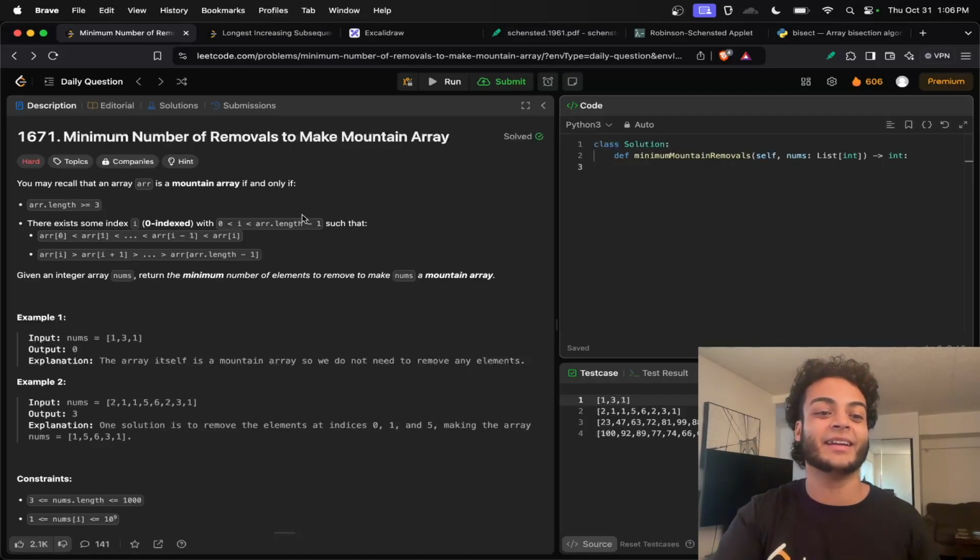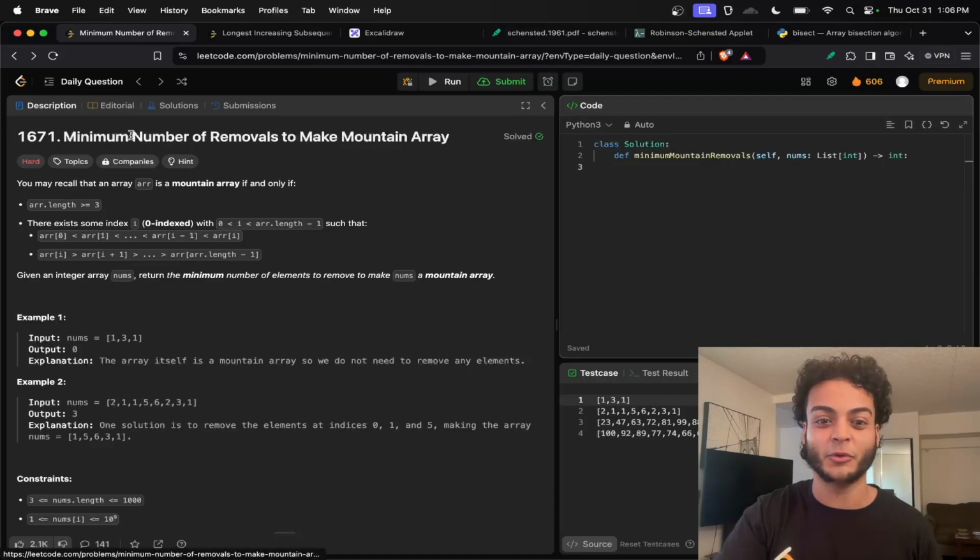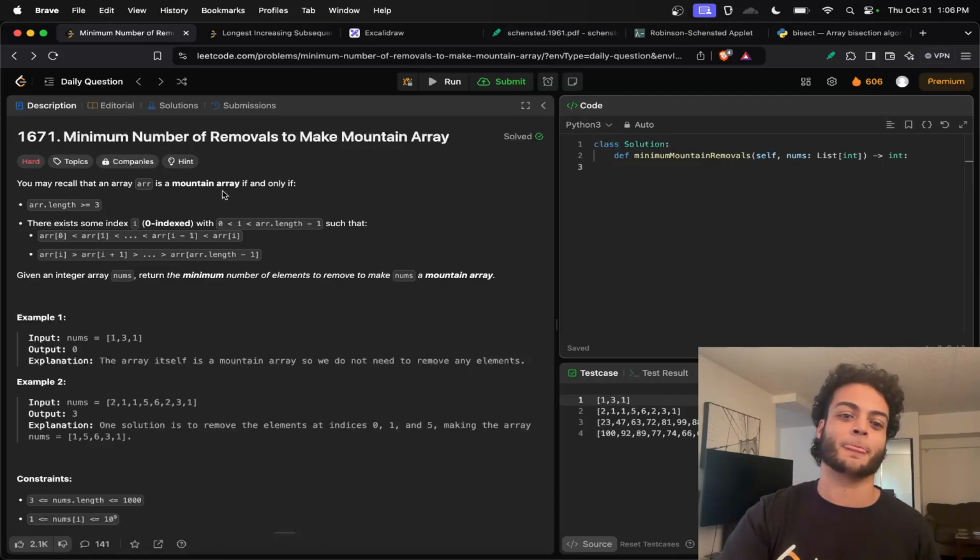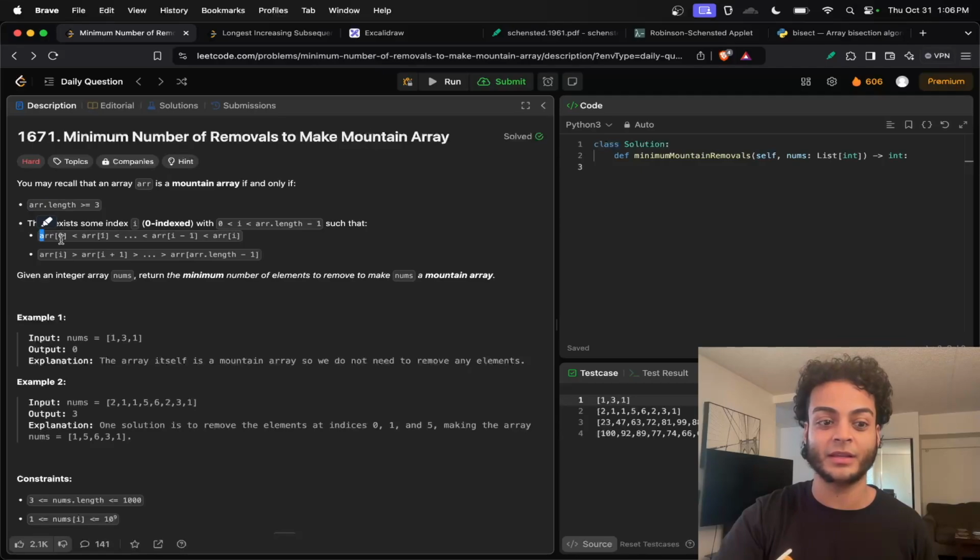Today we've got minimum number of removals to make mountain array. It gives us the definition of a mountain array, which is that it must have a length greater than or equal to 3, and it must have a peak where each number before the peak forms an increasing subsequence, and each number after the peak forms a decreasing sequence. And it tells us this peak must be strictly greater than 0 and strictly less than the length of the array minus 1. It asks us to find the minimum number of elements to remove to make nums a mountain array.